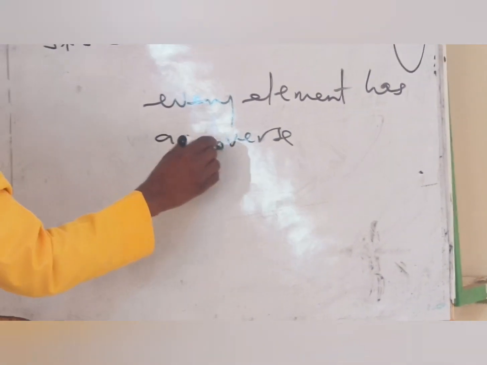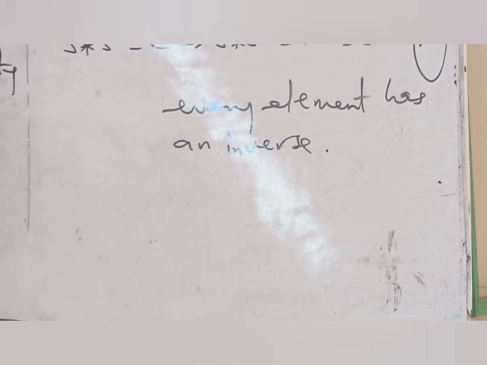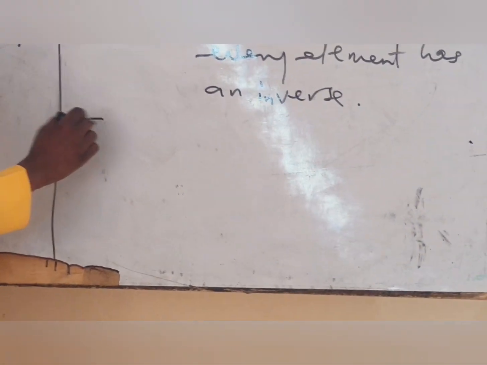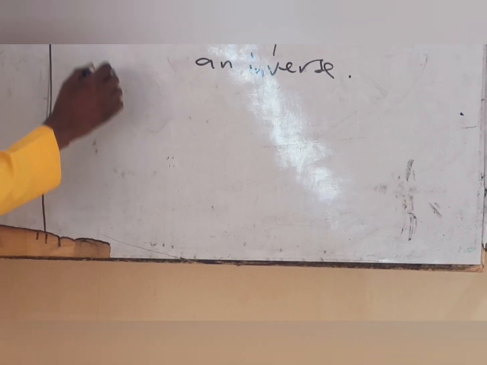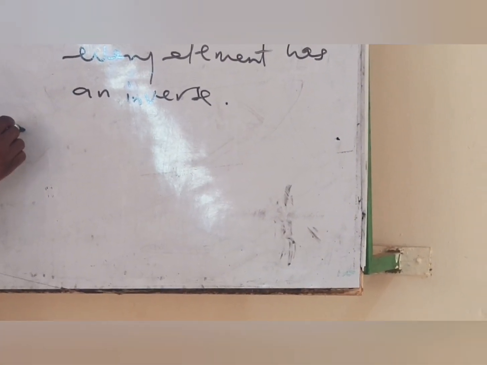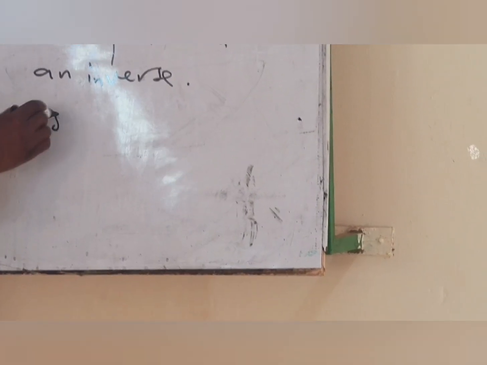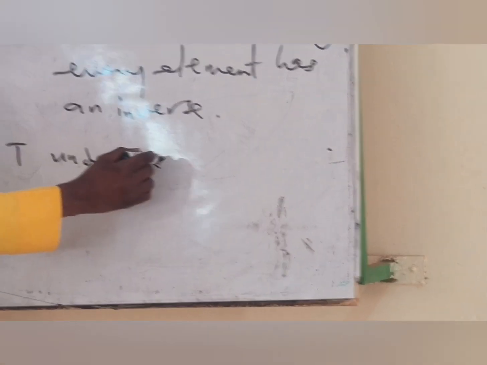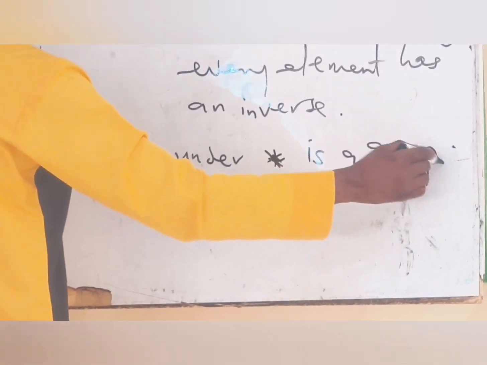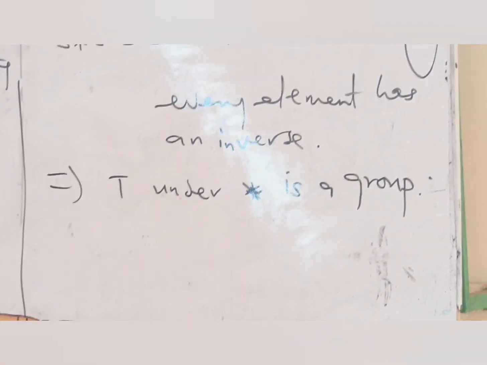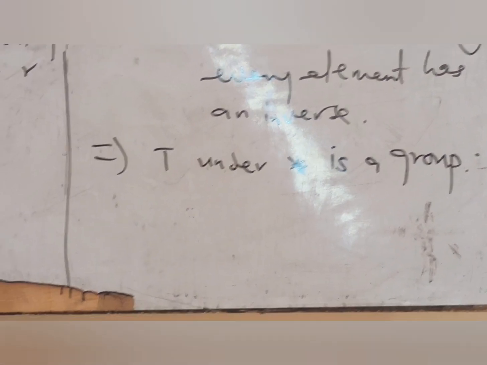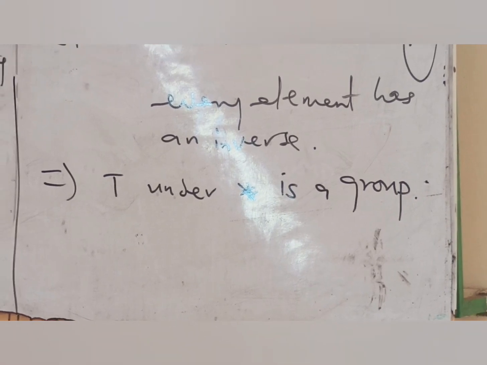Every element has an inverse. So all four properties or rules are satisfied. It implies that set T is closed. T is a group, and the operation is what? A group. Is that not it? That's the question. So T under the operation star is a group. Then for the top, the identity element.